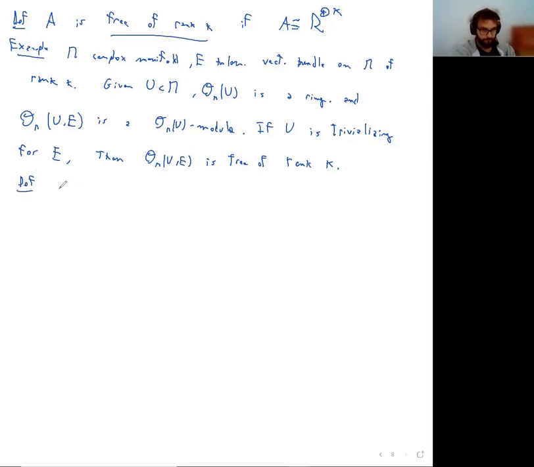Definition. An R submodule of A is a subgroup B such that rb is in B whenever r is in R and b is in B. So what do you expect?